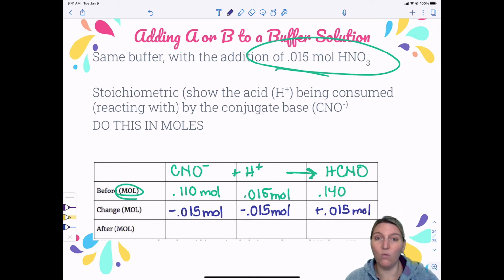This is not a weak acid reacting. This is a strong acid, where the purpose of having this buffer solution is so that we could have that weak acid in there to react with any acid.